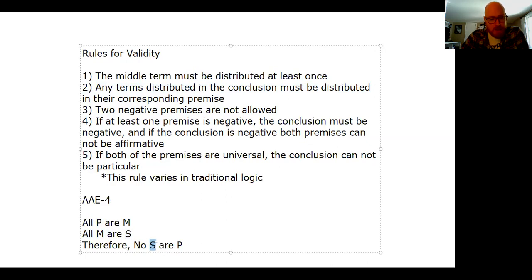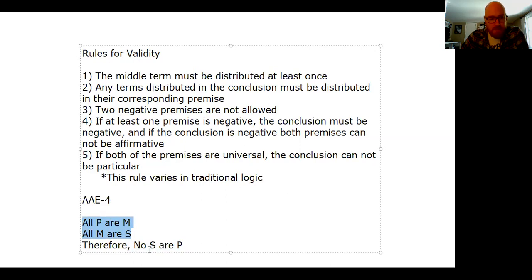So S is distributed, the minor term is distributed in the conclusion, but it's not being distributed in the minor premise, so this violates rule 2, okay? Rule 3: two negative premises are not allowed. Well, both my premises are affirmative, all right? And rule 4: if at least one premise is negative, the conclusion must be negative. And if the conclusion is negative, both premises cannot be affirmative, okay? Well, I've got a negative conclusion, but both my premises are affirmative, okay? So this also violates rule 4, all right?